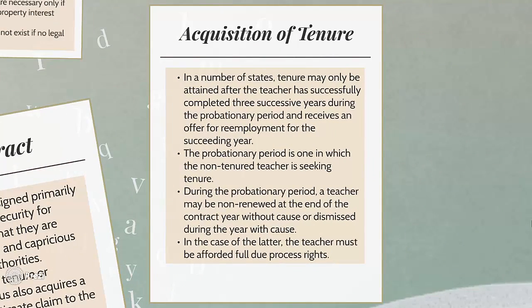In a number of states, tenure may only be attained after the teacher has successfully completed 3 successive years during the probationary period and receives an offer for reemployment for the succeeding year. The probationary period is one in which the non-tenured teacher is seeking tenure. During the probationary period, a teacher may be non-renewed at the end of the contract year without cause or dismissed during the year with cause. In the case of the latter, the teacher must be afforded full due process rights.